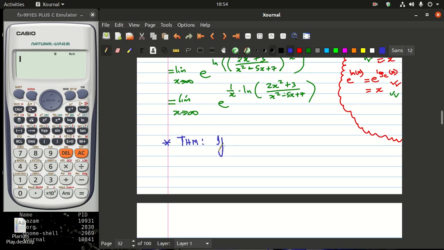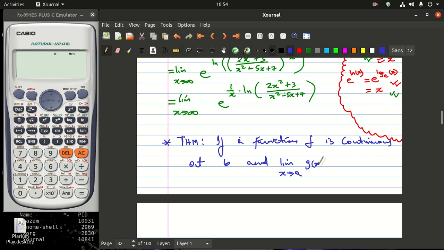and we said that if a function f is continuous at b, and the limit as x approaches some value a of g of x is equal to b, then the limit as x approaches a of f of g of x is just gonna be the same as f of b.